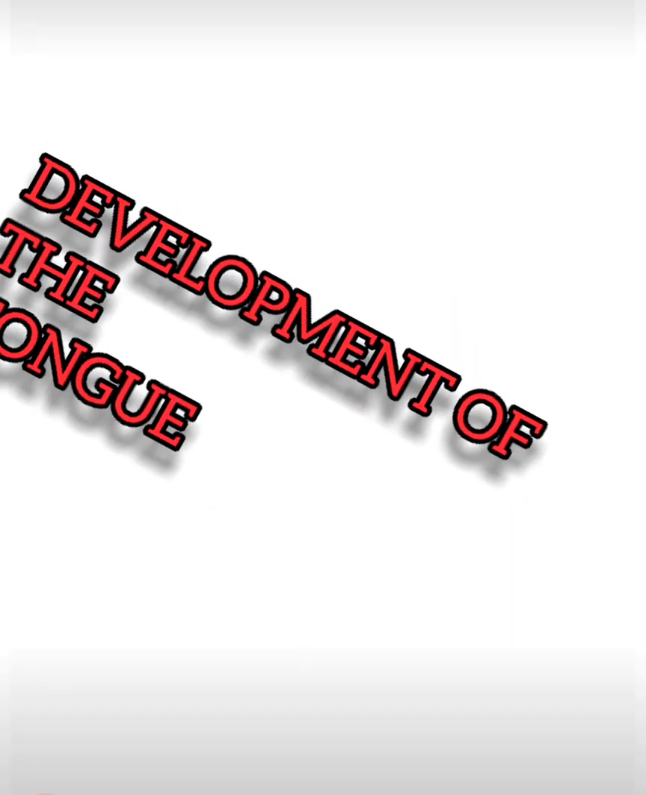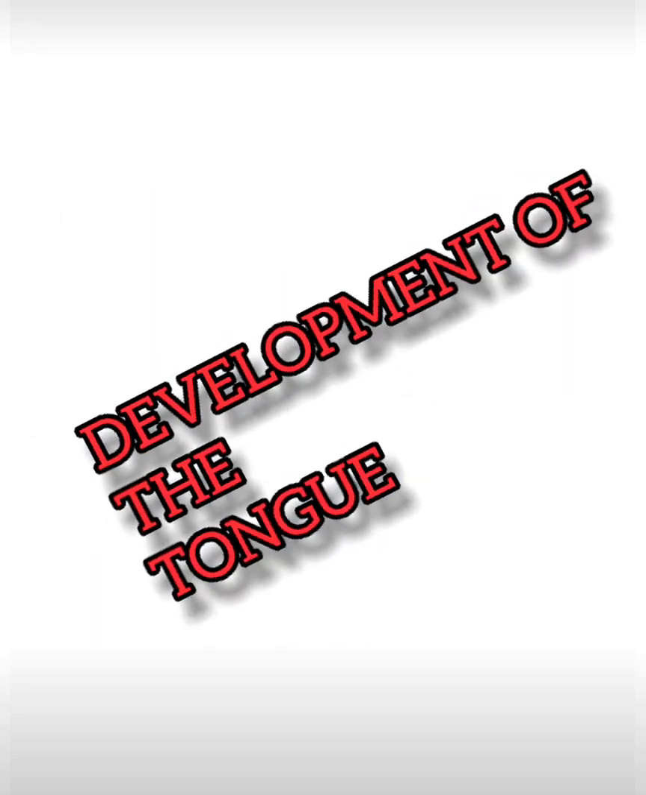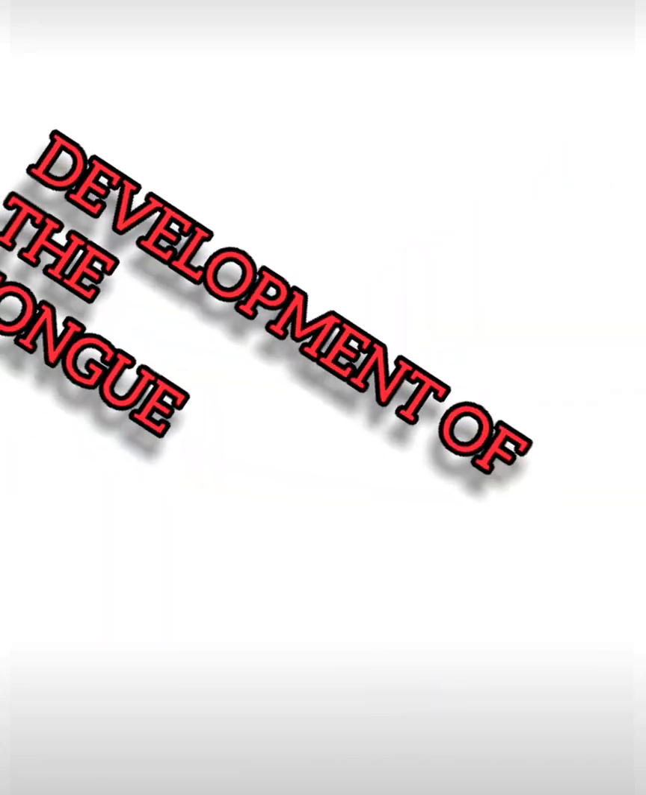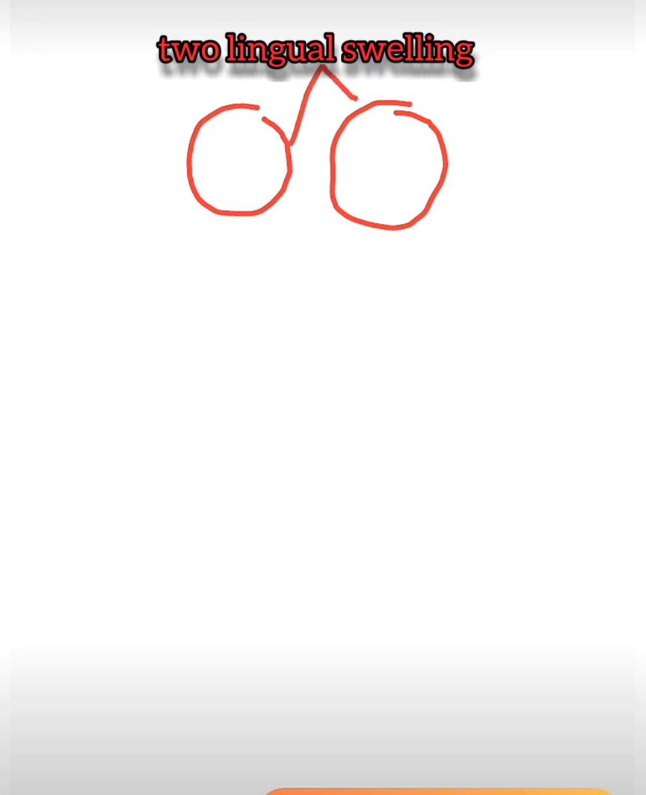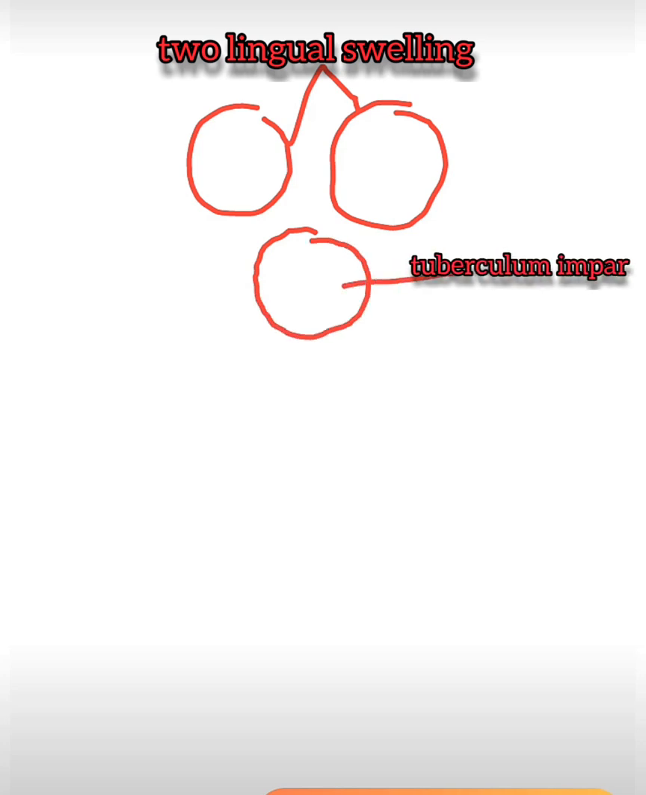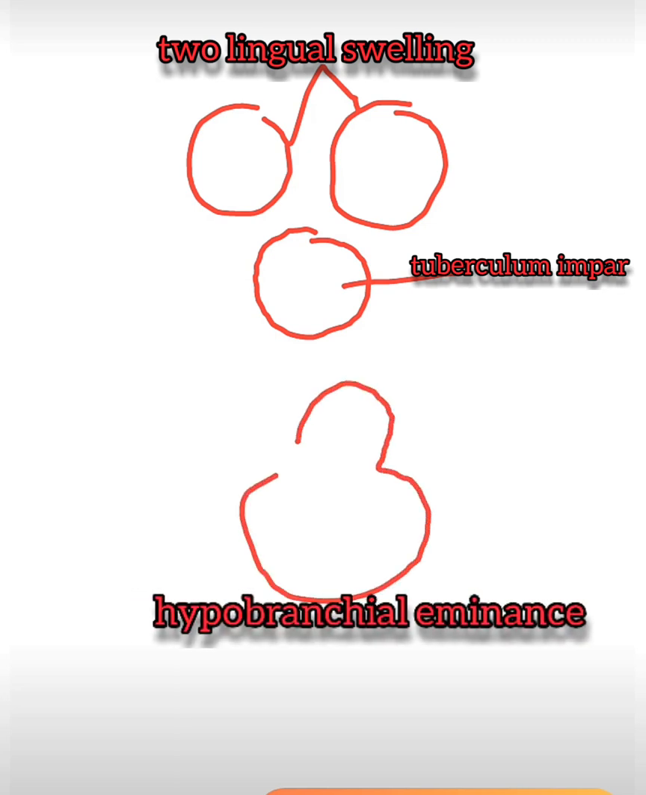Now let's talk about the development of the tongue. The tongue is developed from the pharyngeal arches during the fourth month of intrauterine life. During development, the mandibular arches proliferate and give two swellings called lingual swellings. These two lingual swellings are separated by another median swelling called the tuberculum impar. Also, the second, third and fourth arches form another swelling called the hypobranchial eminence.